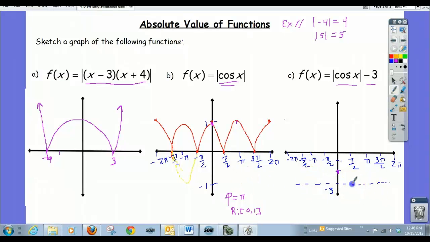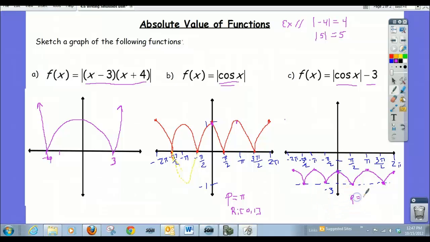So at pi over 2, it's going to be down here at -3. At 3 pi over 2, it's going to be down here. So all the ones are now at -2. I'm just going to try to translate all the points downwards. And so this is my resulting shifted, appropriately labeled absolute value of cosine x minus 3.